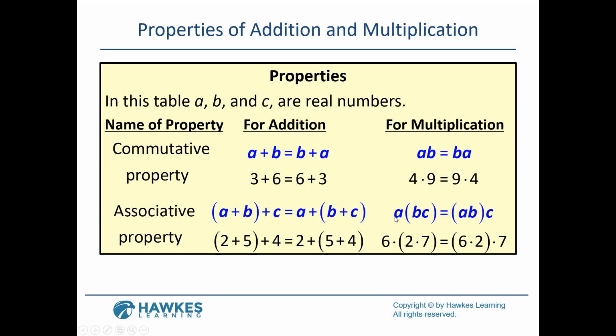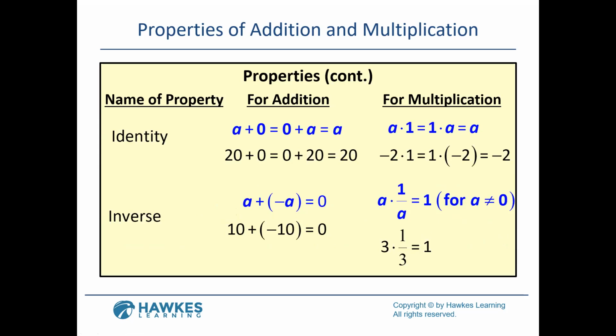Likewise, for multiplication, (a times b) times c equals a times (b times c). So here we have the same: (6 times 2) times 7 equals 6 times (2 times 7). How can we identify this as associative? The parentheses shift. Here on the left side, they're at the front, versus on the right side of the equal sign, they're at the back. That represents the associative property.